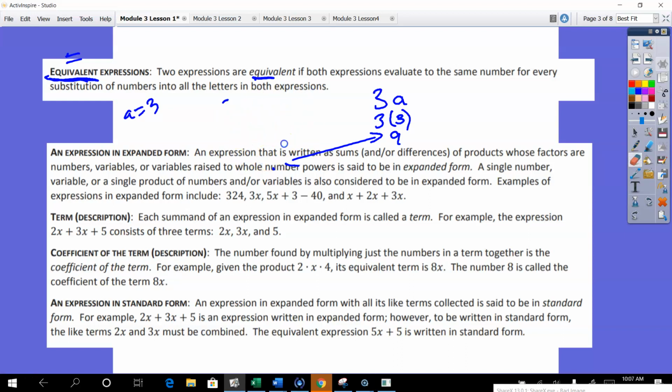An expression is written in expanded form if it is written as sums and/or differences of products whose factors are numbers, variables, or variables raised to whole numbers. So a single number, variable, or a single product of numbers or variables is considered to be in expanded form. Examples of expressions in expanded form include 324, 3x, 5x plus 3 minus 4, and 2x plus 3x. So the fact that we have all of these x's, we'll look a little bit more into that when we get to standard form.